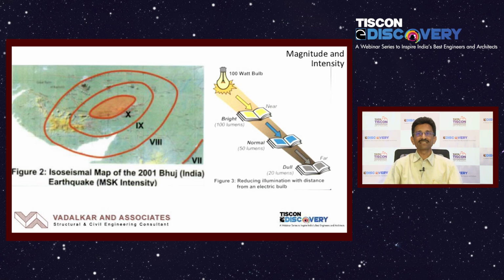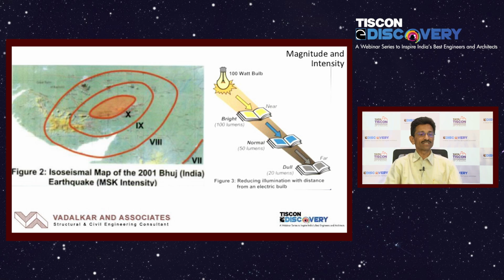And there are some scales used to measure this. The Richter scale is very popular for measuring magnitude, and generally intensity is measured on the Mercalli scale. That is basically a perception of the damage. In terms of damage perceptions, some numbers are given and that's how it is measured.